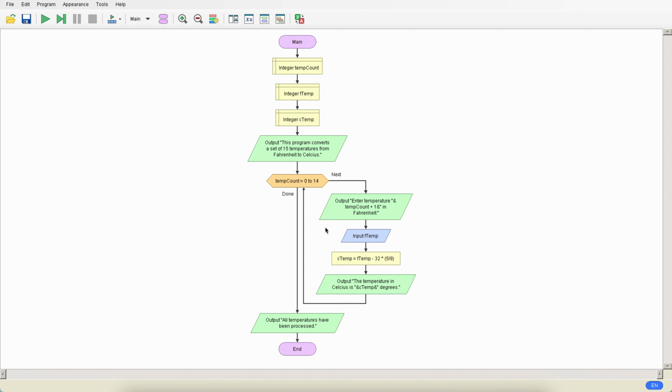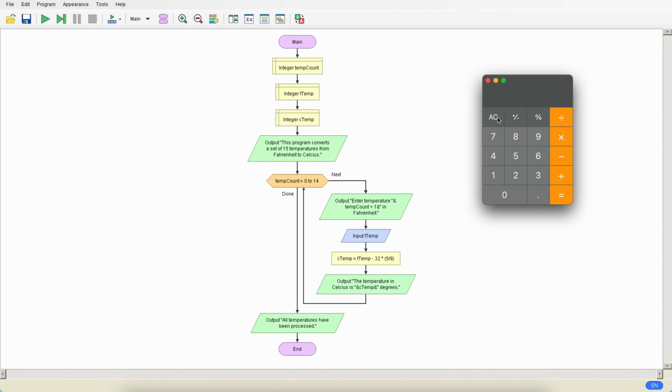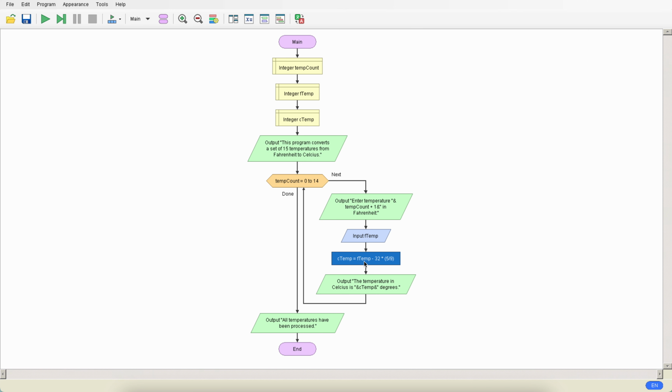So I need to revisit my calculation. So let's look at our calculation here. And it's important to think literally, how is the computer going to process this? All right, so on my calculator, I'm going to calculate exactly how the computer would look at this. Let's say I've put in my input of 32, and it will look at C temp equal to 32 minus 32 times 5/9.